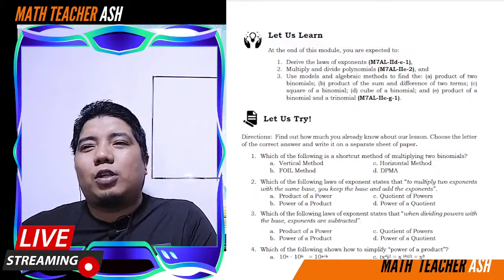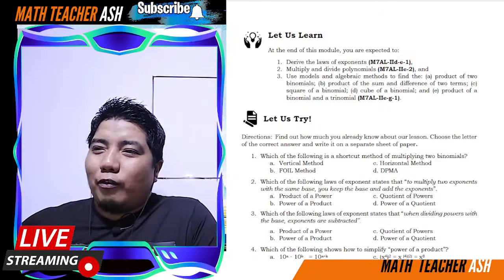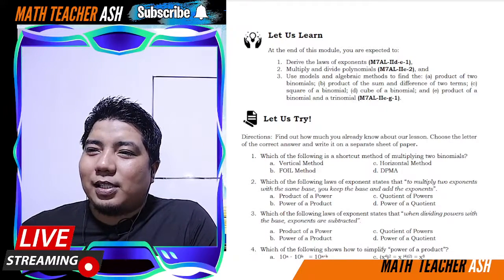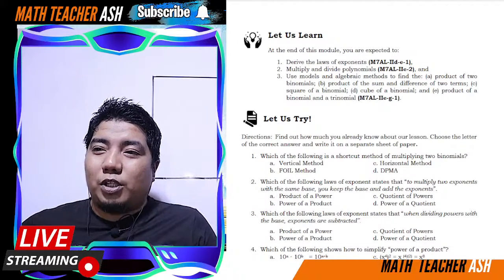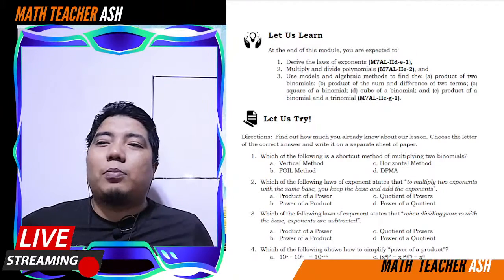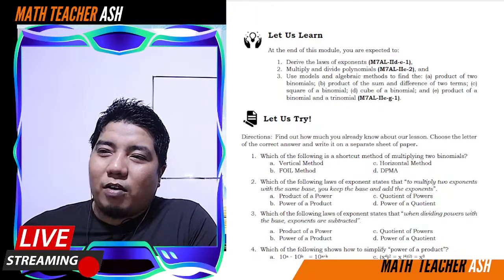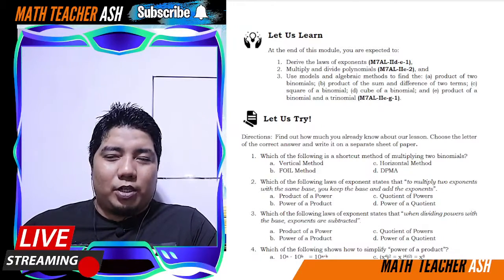Third is to use the models and algebraic methods to find the product of two binomials, the product of the sum and difference of two terms, the square of a binomial, the cube of a binomial, and the product of a binomial and a trinomial.